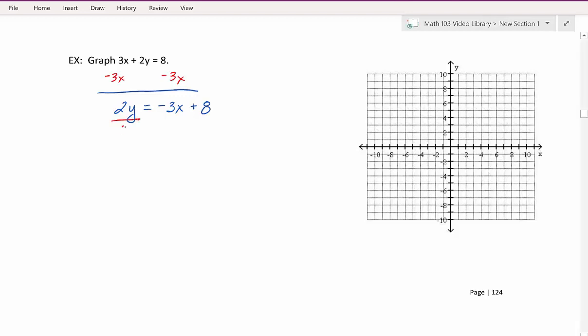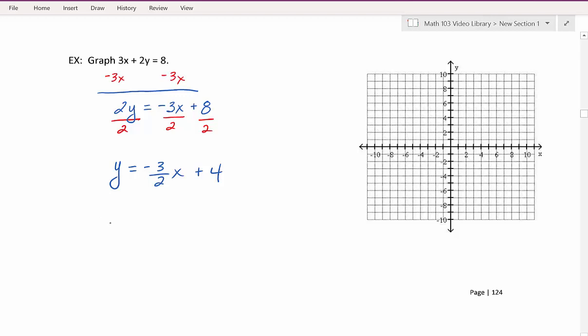Continuing to isolate y, we'll divide each term individually by 2. I know you have the option of dividing the whole side by 2, but you don't want to do that in this case. We want to divide each term individually by 2. We get y equals negative 3/2 x plus 4. This is our slope-intercept form.